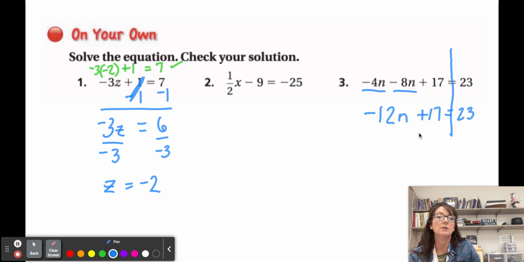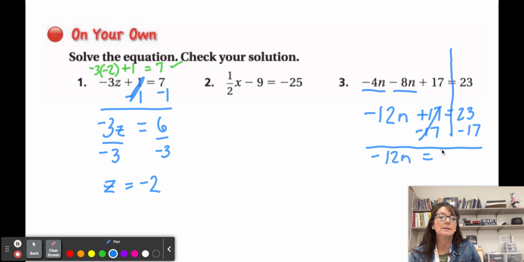So we're undoing addition with subtraction. 17 minus 17 is 0. I checked that that works. Bring down my negative 12n. And then 23 minus 17 is a positive 6. Now I'm going to divide, because I'm undoing multiplication, by negative 12.